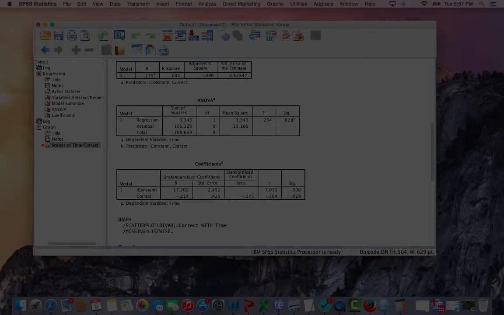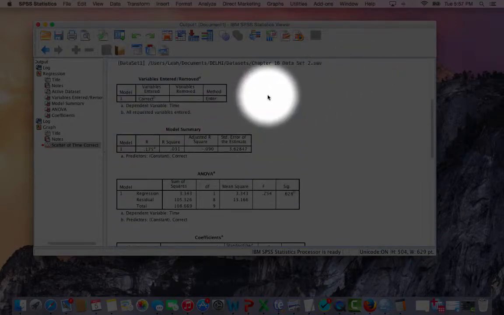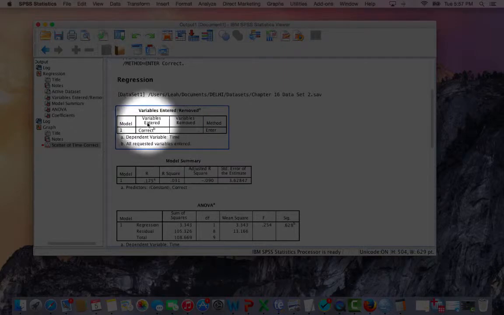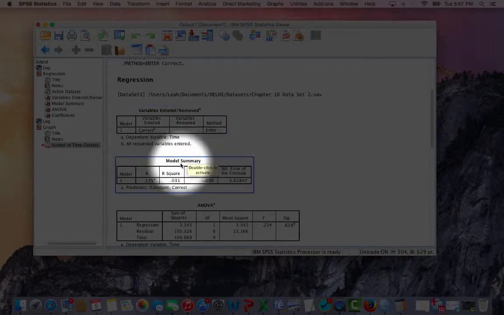Once we have our SPSS output, there are some key pieces of information we want to take a look at. While the first table gives us a summary in terms of what variables were entered and how it was done, there you can see that the variables were entered correctly and nothing was removed.